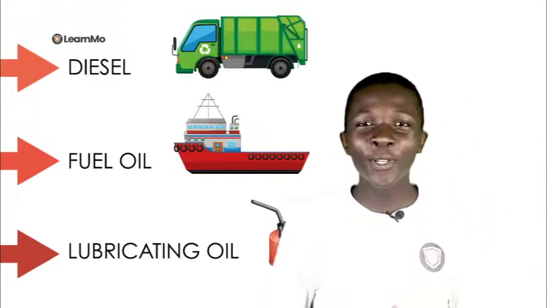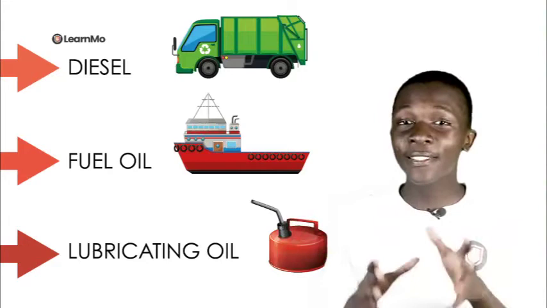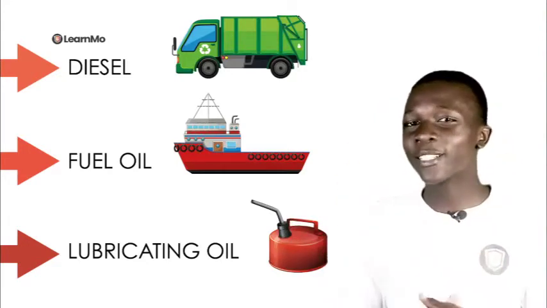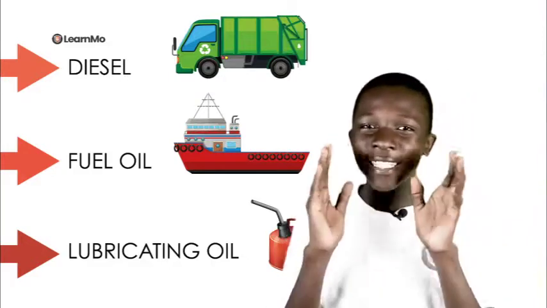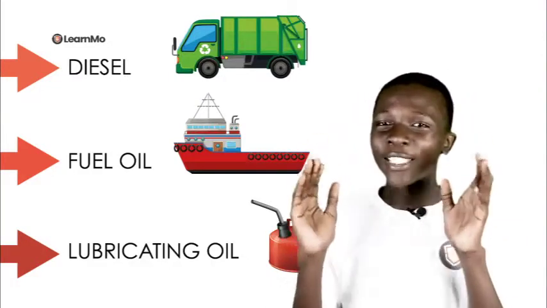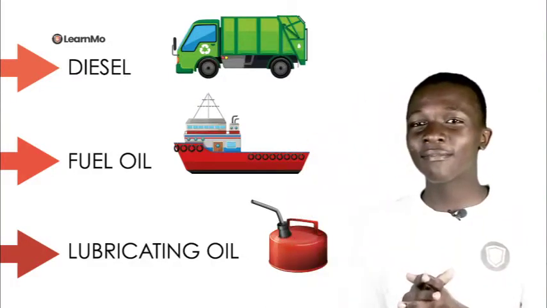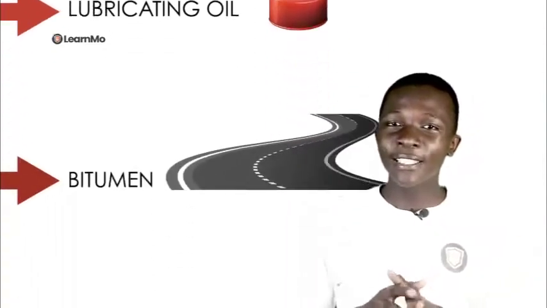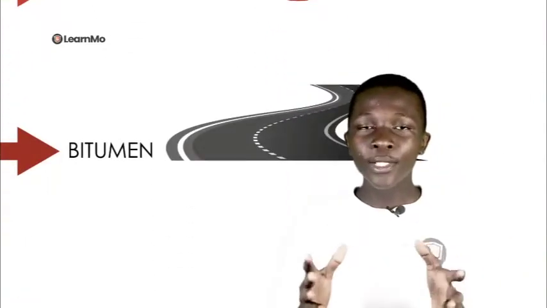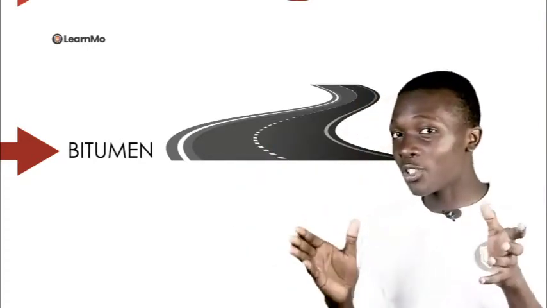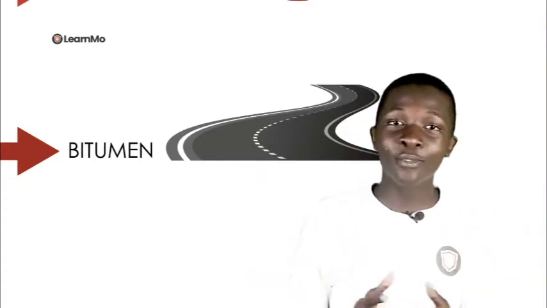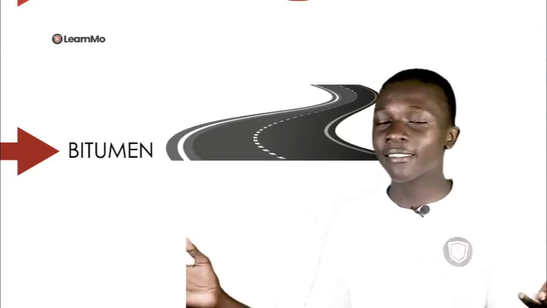Let's move on to fuel oil. Fuel oil has 50 to 70 carbon atoms. Its use is slightly different from diesel in the sense that fuel oil is used in ships. Last but not least, bitumen. Bitumen has 70 and above carbon atoms. Did you know it is used for surfacing roads and building houses?